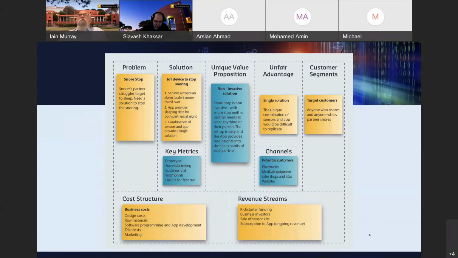So looking at an example of this, Canvanizer, we can see we've got the problem, solution, all of those titles that I've mentioned earlier.